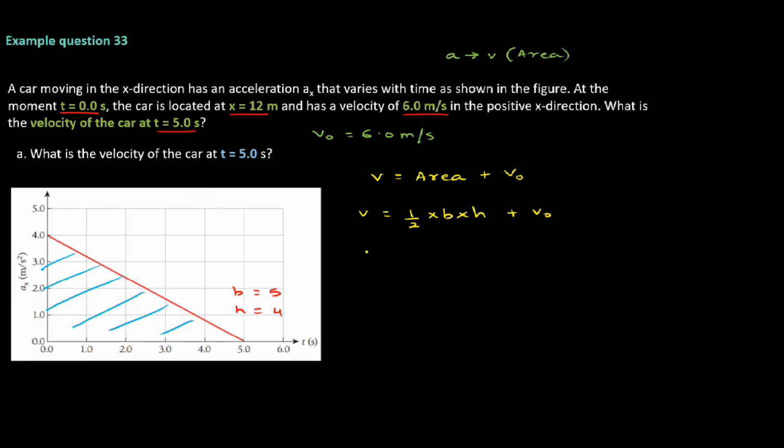Substitute this, you get v equals half times 5 times 4 plus v0, which is the velocity at time t equals 0 seconds, which is 6. When you solve this, you get the velocity at time t equals 5 seconds to be equal to 16 meters per second.